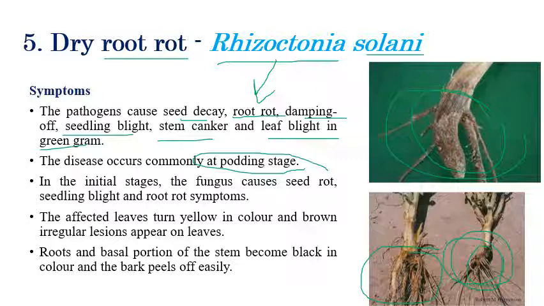After that, yellowing of leaves can be seen, because if there is no water or nutrients, chlorophyll production slowly declines, so we can see yellow leaves and brown lesions on leaves, and in severe cases the entire plant will die.